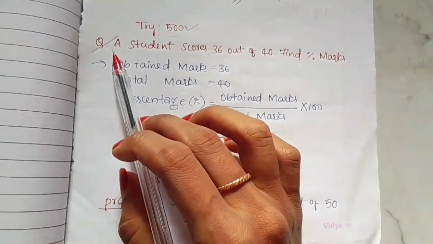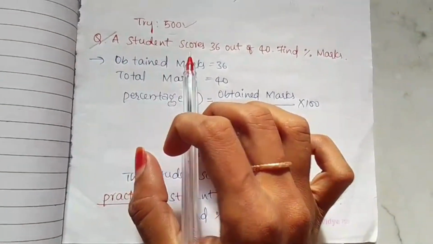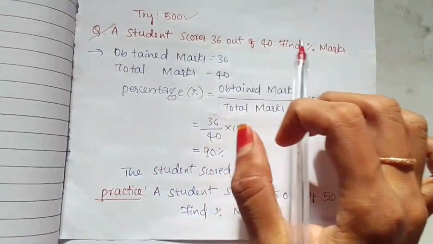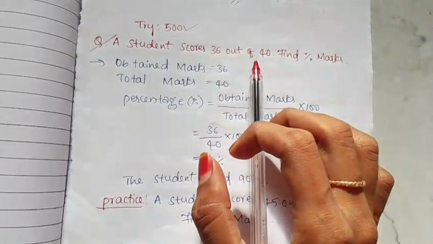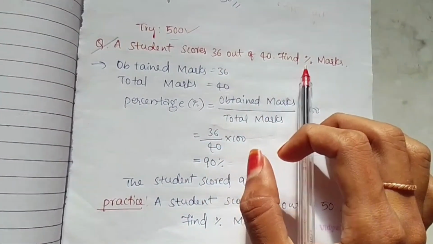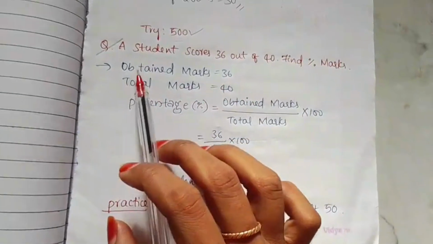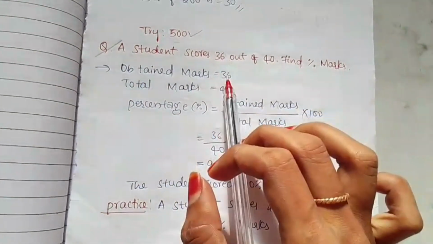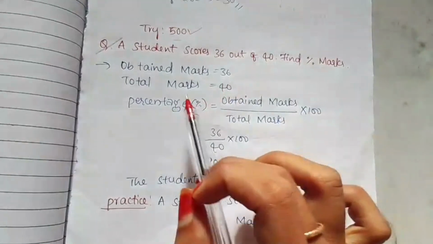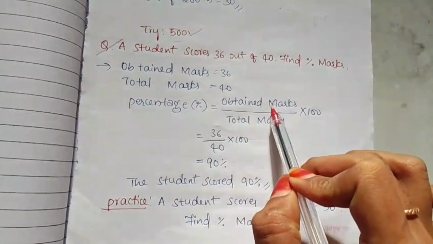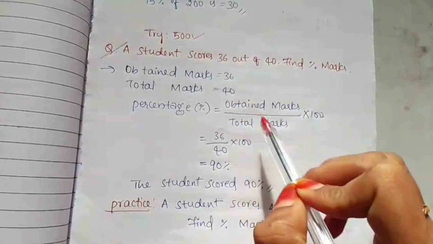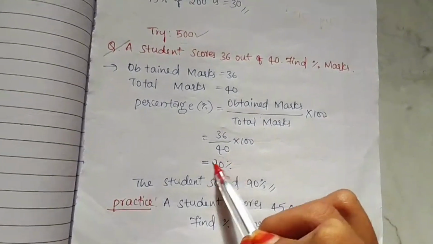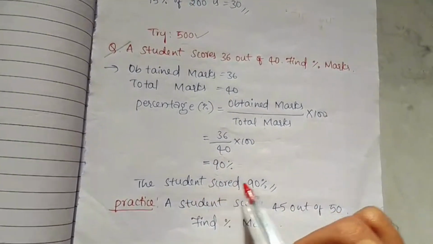Let us solve one more question. A student scores 36 out of 40. Find the percentage marks. We have to find the percentage marks. Obtained marks are 36, total marks 40. Percentage is obtained marks divided by total marks into 100. That is 36 divided by 40 into 100. That is 90. The student scored 90%.